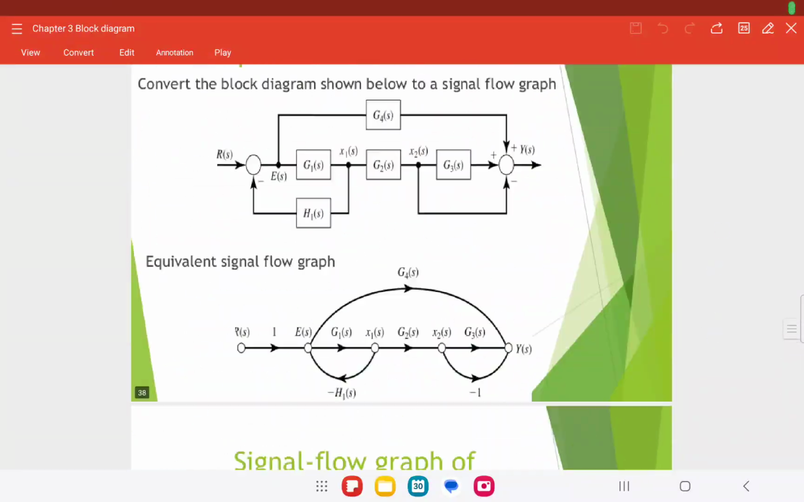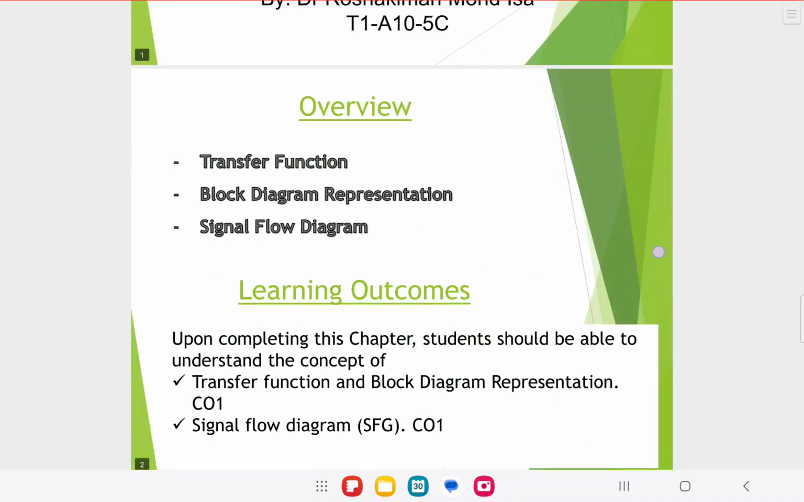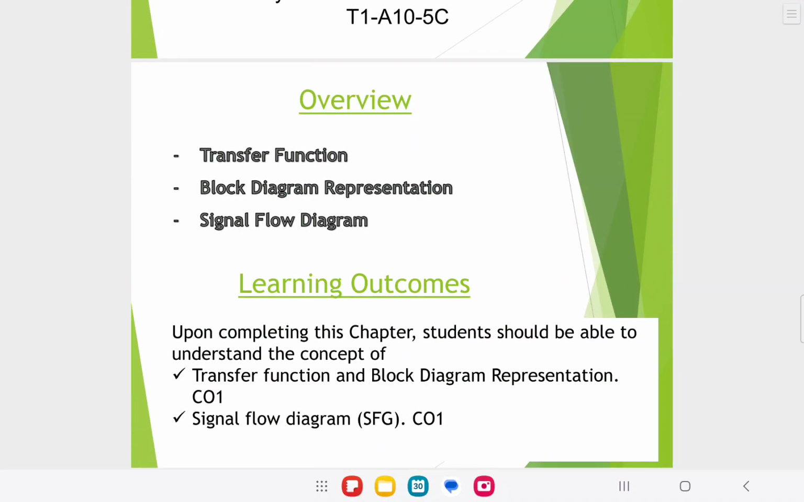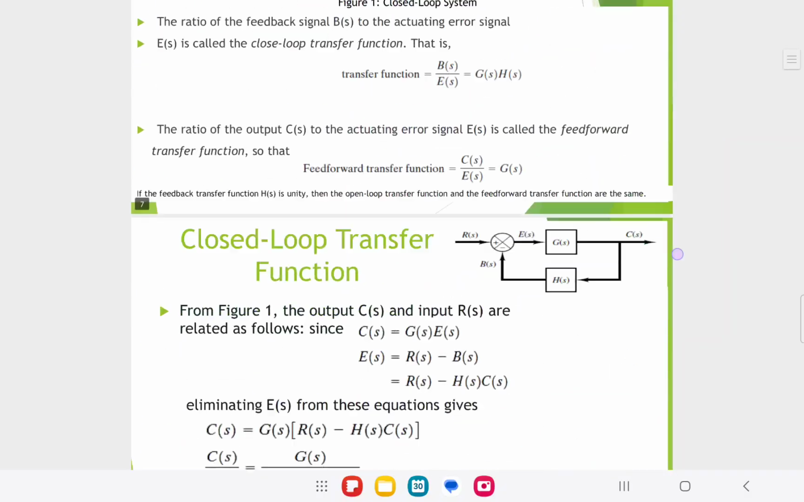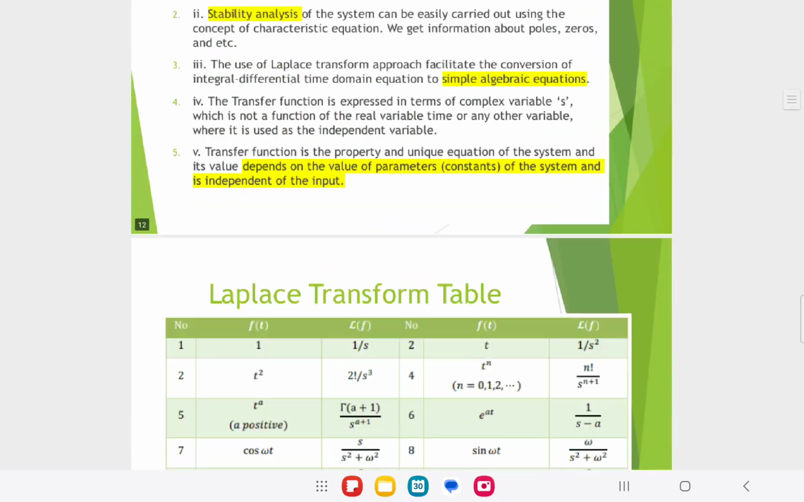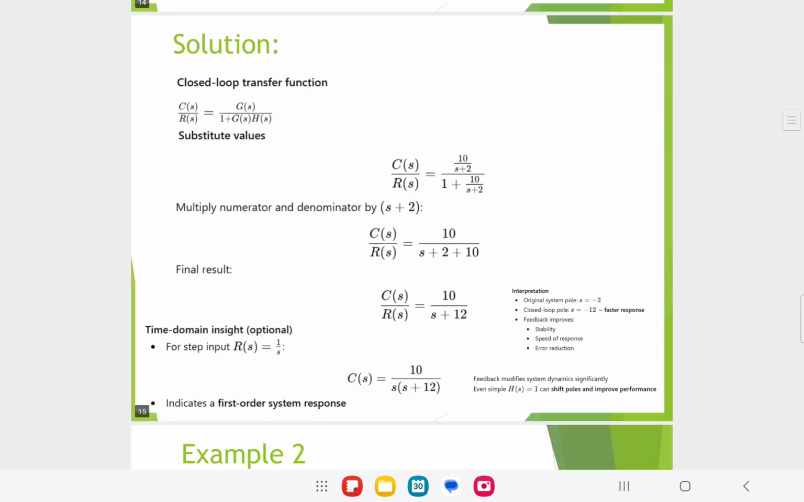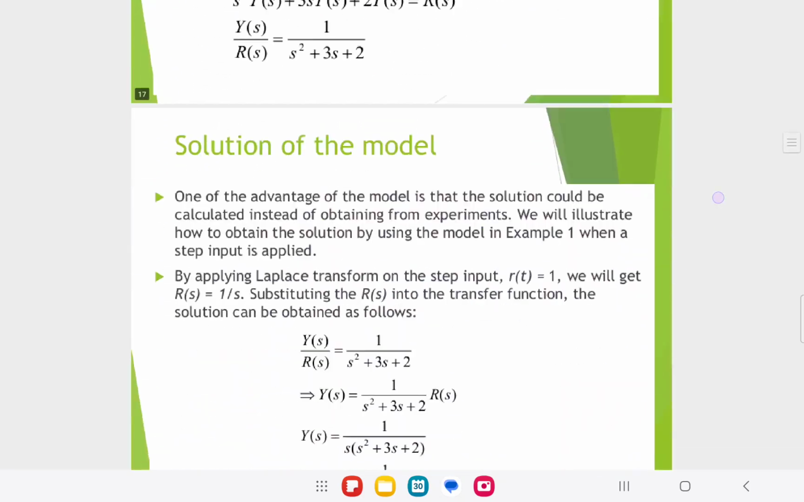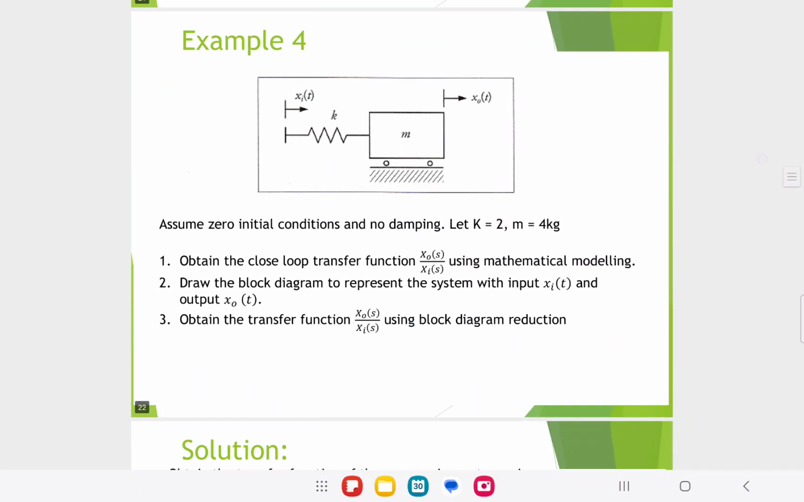Okay, for this chapter 3, it is basically on the block diagram. We have covered the transfer function previously, and today we will continue with the block diagram reduction technique. Okay, this is what we have learned previously. Alright, let's continue on this one.